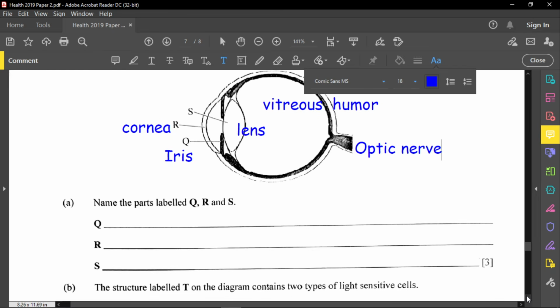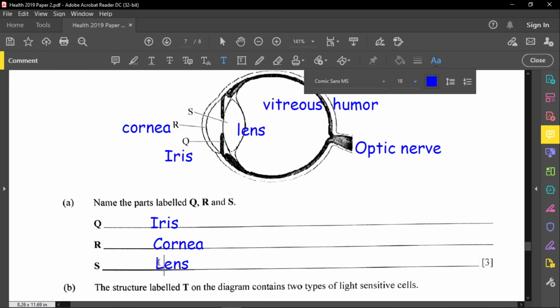And the question asks you to name the parts labeled Q, R, and S. So again, Q is the iris, and R is the cornea, while S is the lens. All right, so great there.